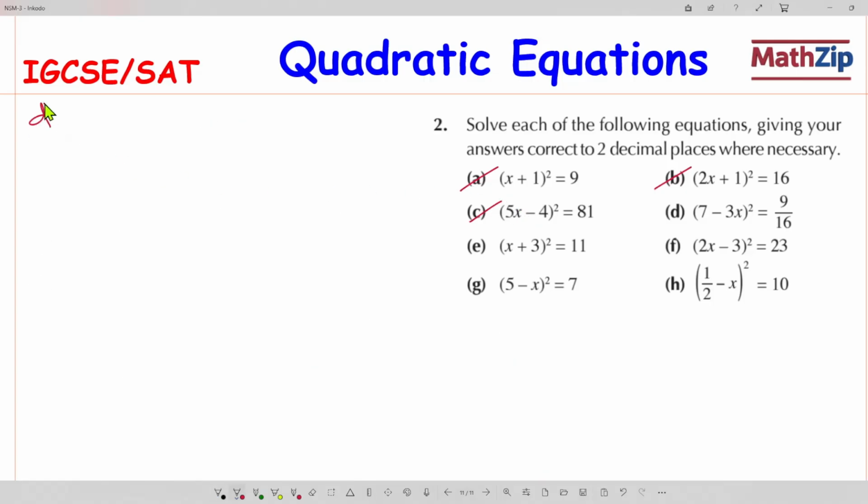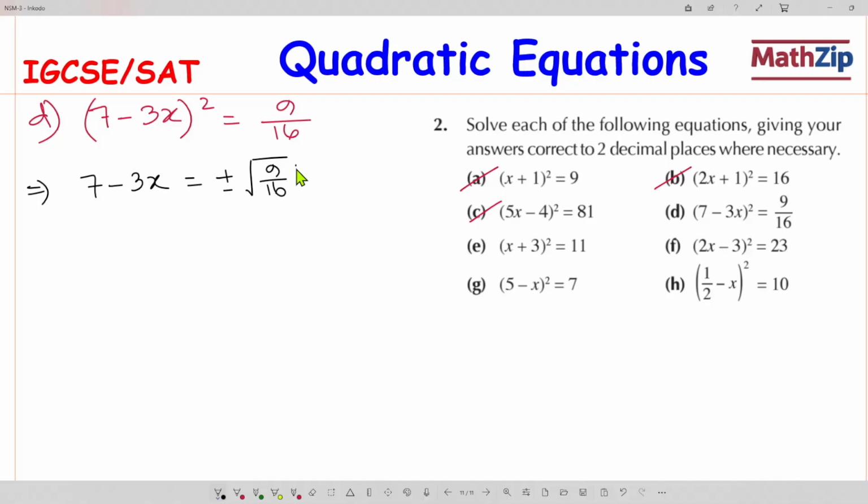Number D, (7 minus 3x) whole square equals 9 divided by 16. Now we will take the square root of both sides. In this case we can write 7 minus 3x equals plus minus root over 9 by 16. Right?